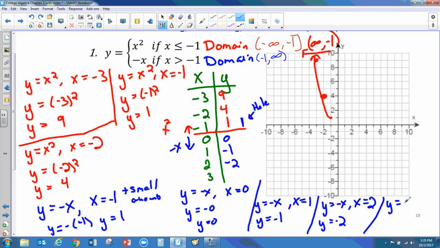Y is equal to negative x. X is equal to negative 3. I'm sorry, not negative 3, positive 3. So y is equal to negative 3 right there. Okay. So I have got a hole here. But when I have a hole over the same spot, I don't need that. So there, I know it's going to go here. And then the next point is 0, 1, negative 2.